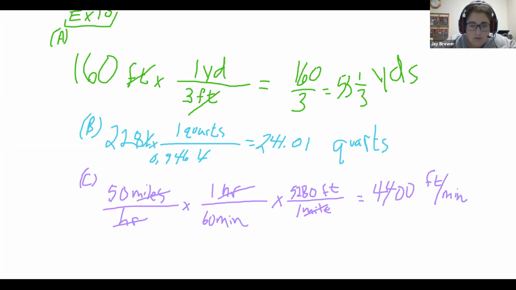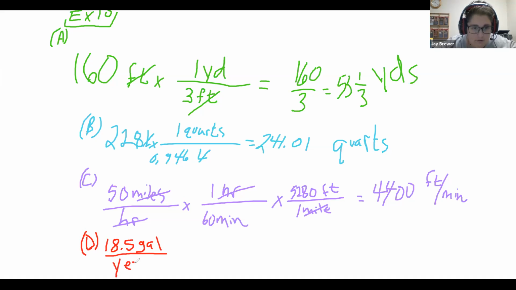All right. So the answer we get out is 4,400 feet per minute. And then part D, what are we working with in part D? Somebody remind me. What do I want to start with? Gallons. Yep. We're doing 18.5 gallons of coffee. And it's actually per year.